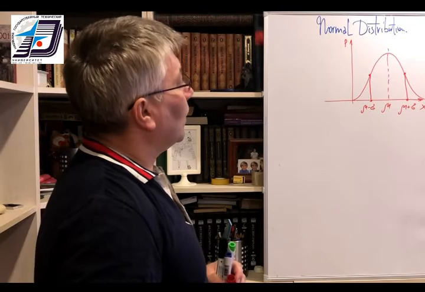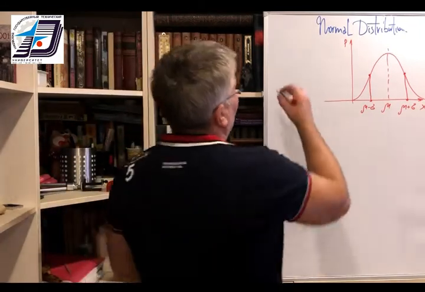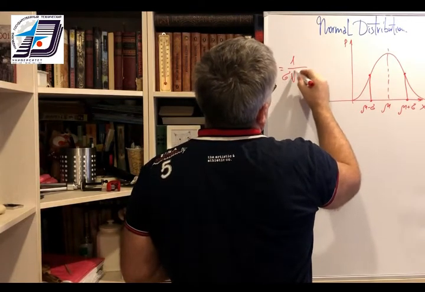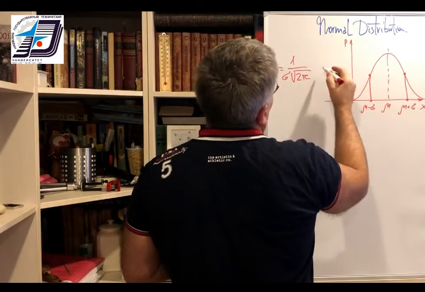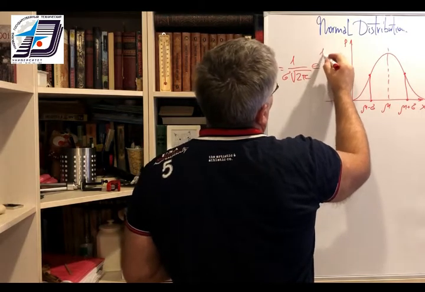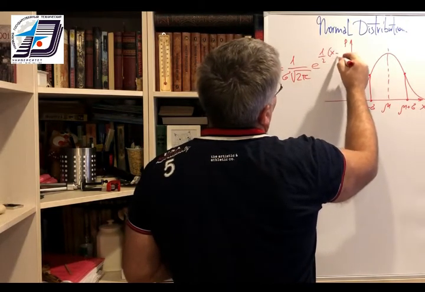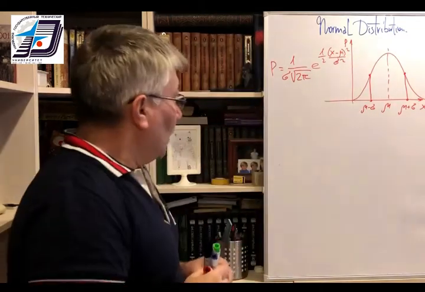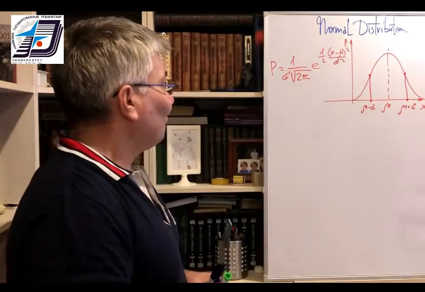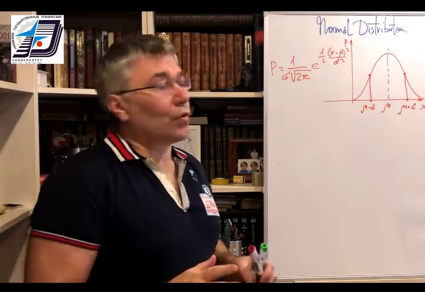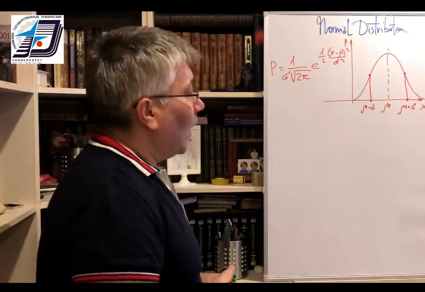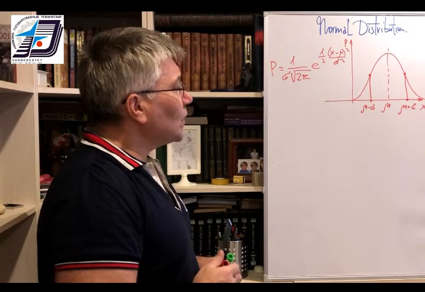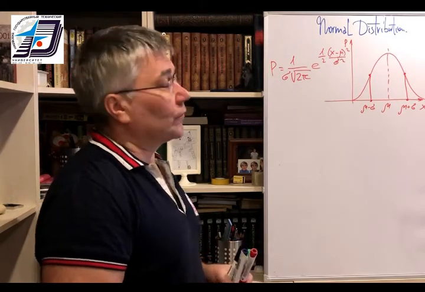What else can we say? I put here p equals 1 over sigma square root of 2 pi e raised to the power of minus one half, x minus mu squared over sigma squared. Why is it such an important thing? The normal distribution works as a kind of reference distribution.